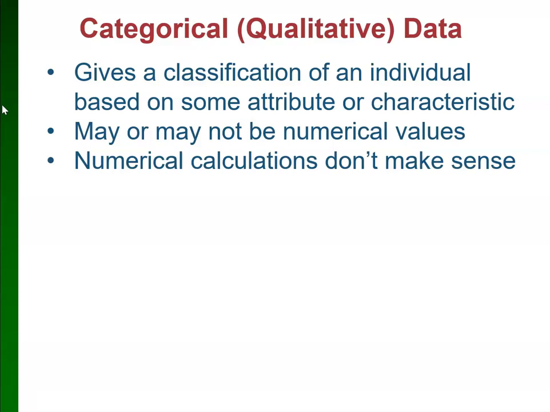And to tell that something is categorical instead of quantitative when it's something that's a number, if you try to do numerical calculations with categorical data, they usually don't make sense.